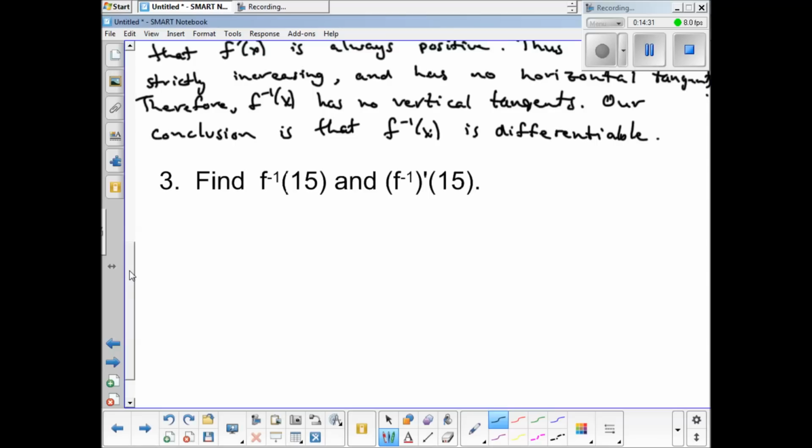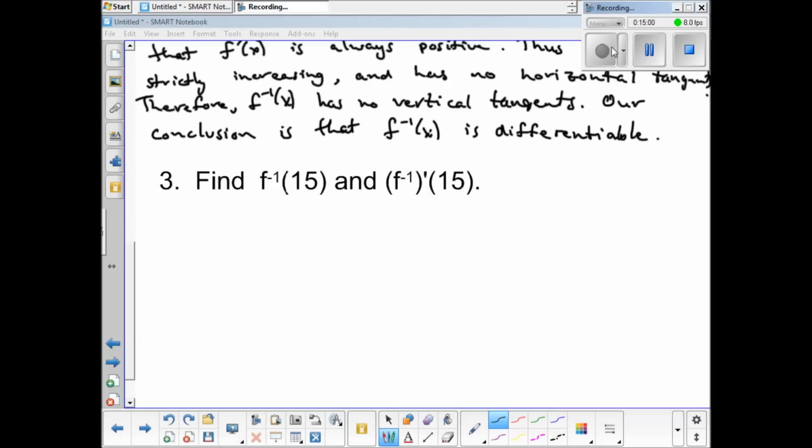Okay? Alright, now for the tricky part. Find f inverse of 15 and f inverse prime of 15. We do not have a graph. We do know that there is an inverse. This means that we should be able to find answers to questions like what is f inverse of 15 and what is f inverse prime of 15.